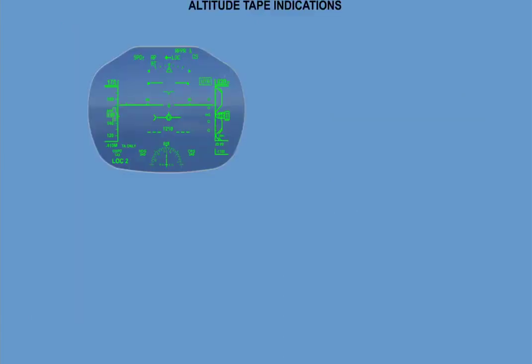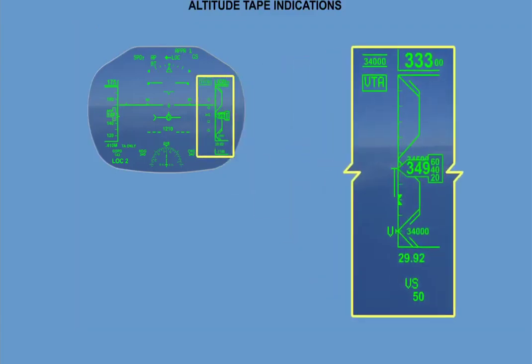The altitude tape indications are displayed on the right side of the combiner. You may note that vertical speed indications are also displayed in this tape. The various symbologies are as shown. To know the details of each symbol, move the cursor over the numbers.